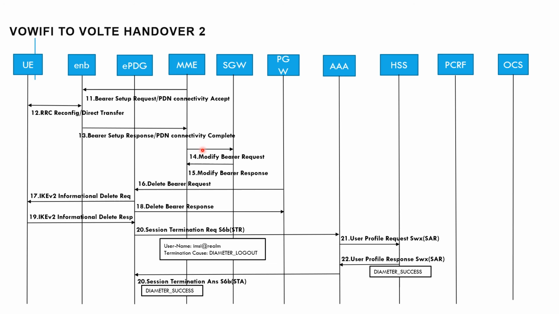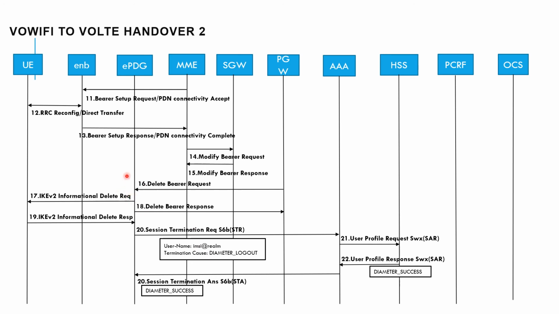The MME has to send a modify bearer request to the S gateway now for updating the tunnel endpoint identifiers of the eNodeB so that the S gateway can directly talk to the eNodeB. Then the S gateway sends the modify bearer response back to the MME. Then we have to delete the bearer which was present from the EPDG to the P gateway. So the P gateway sends a delete bearer request to the EPDG.